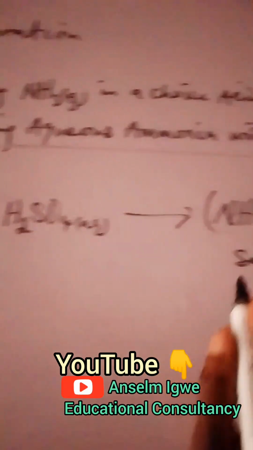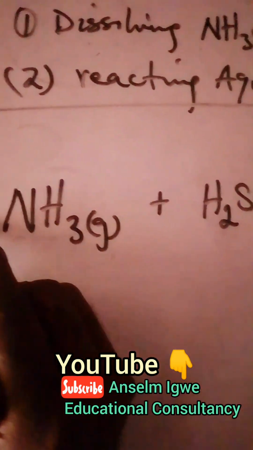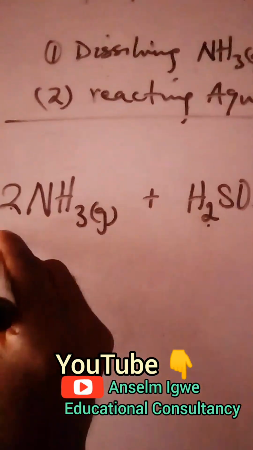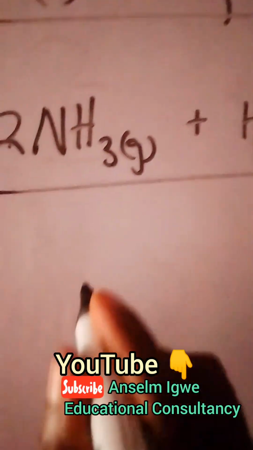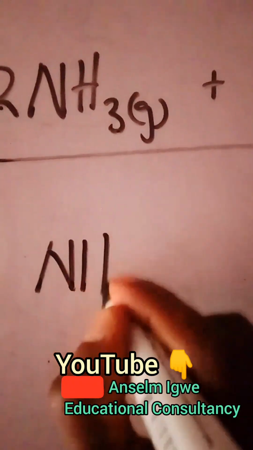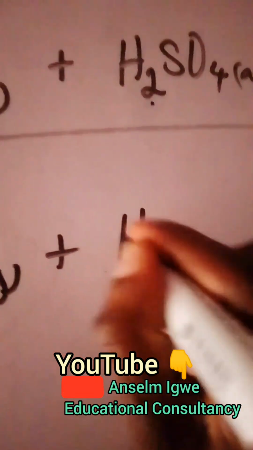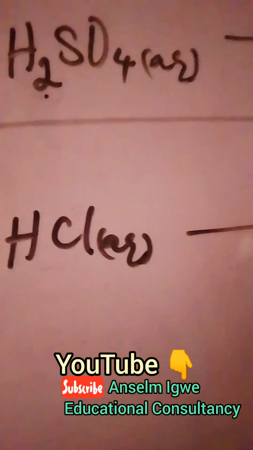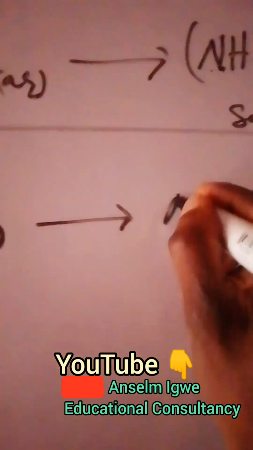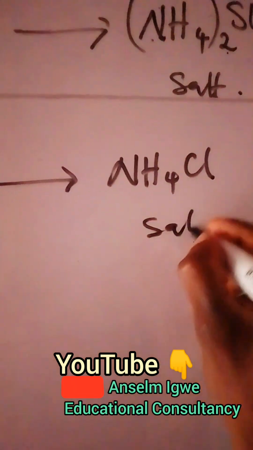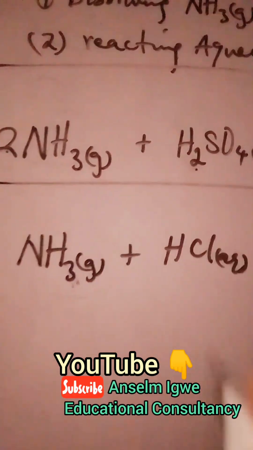So to balance the equation, nitrogen is 2 here, so we write 2 here. Hydrogen is 8 here and 8 there. Everything is balanced. So this is the first way of producing ammonium sulfate with sulfuric acid. You can also produce another ammonium salt using another acid. Let's use hydrochloric acid. When we do this, we have ammonium chloride salt straight. That is number one.